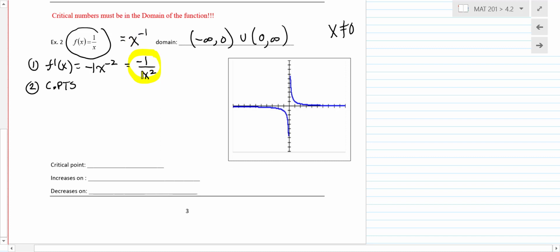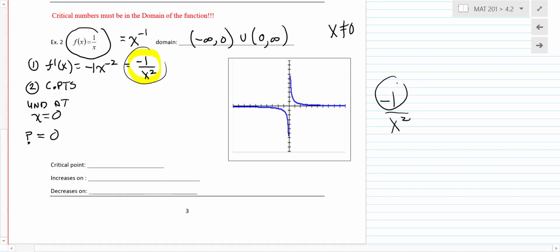Where is that undefined? It's 0. Okay, so basically you're undefined at x equals 0. All right, now the next question: is the derivative ever equal to 0? Is this thing ever equal to 0? No way. The only way a fraction can ever be 0 is if the numerator is 0. That's it, period. That numerator is constant, it's -1.